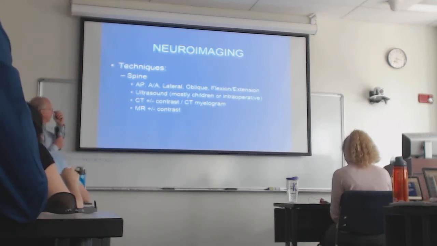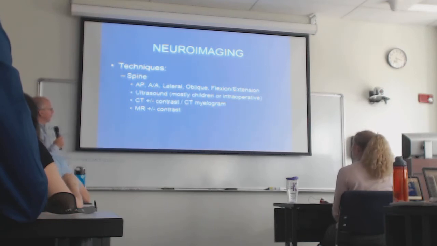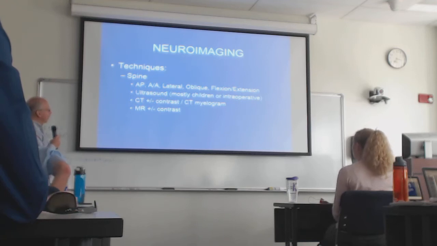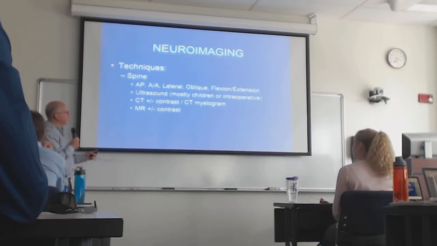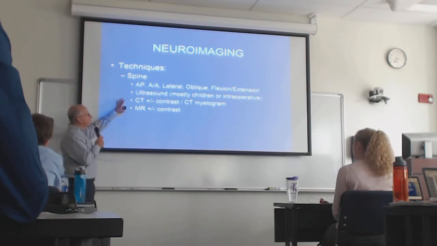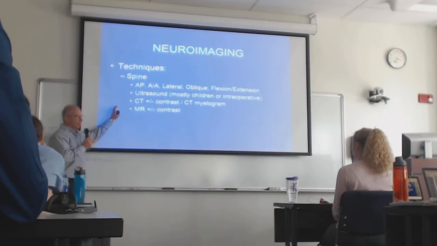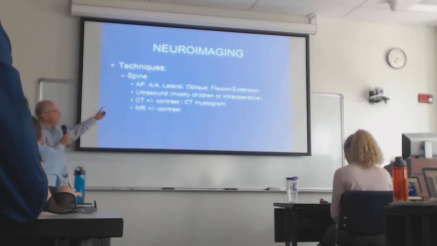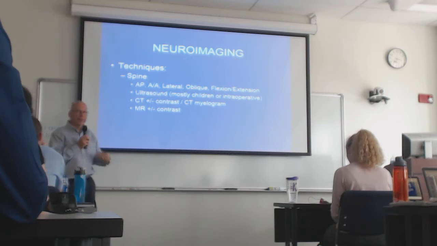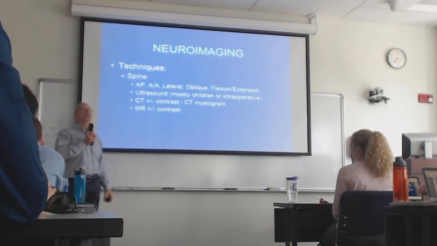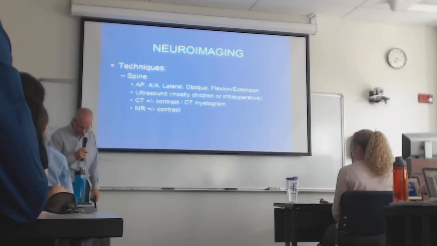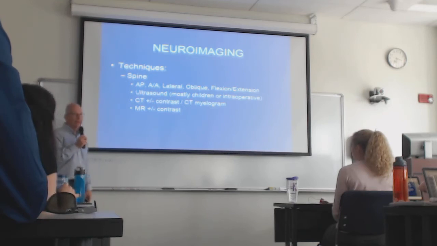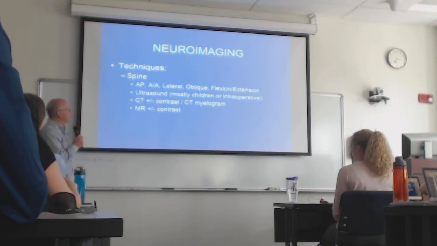So let's talk about some techniques of radiography, ultrasound, and CT. When we're talking about imaging the spine, we've got some imaging directions that you need to be aware of, including the anteroposterior, the lateral, and the oblique views. When we're imaging the spine with X-ray, sometimes it's helpful to have the patient go into extension or into flexion, and that can give us some information about the stability of the spine.